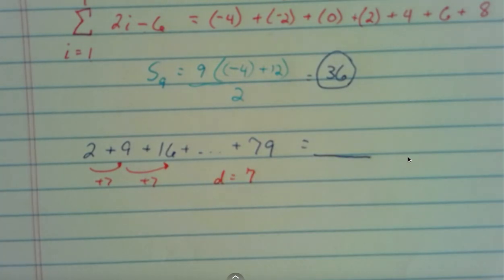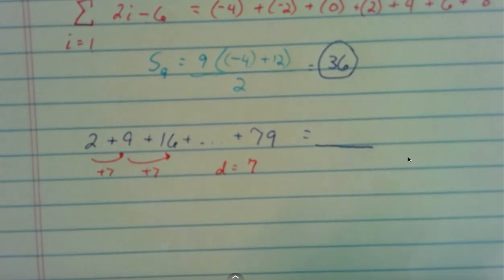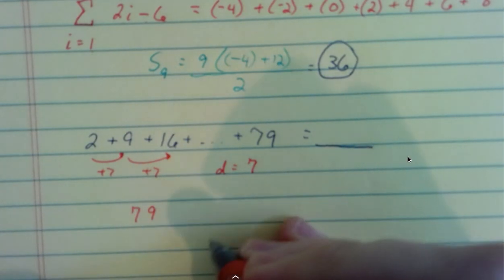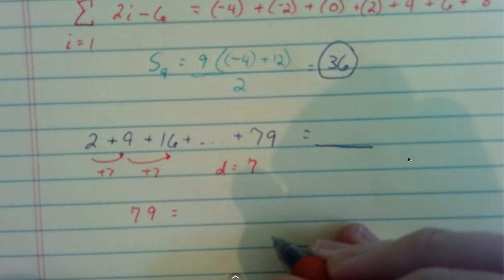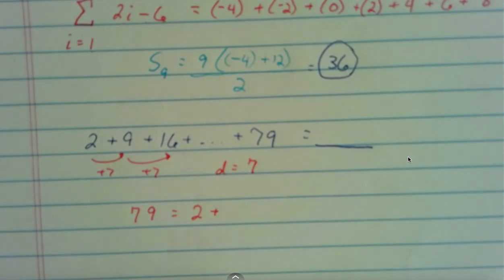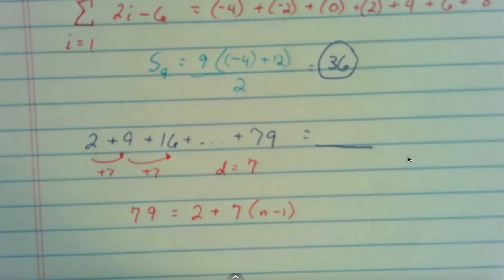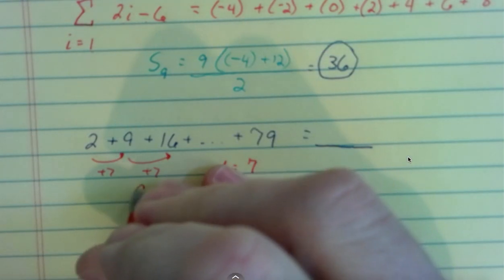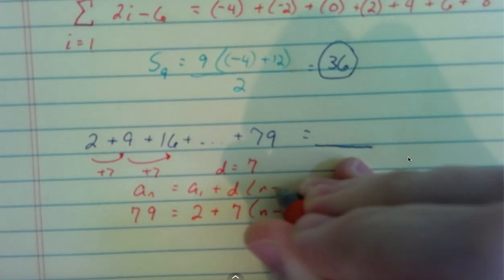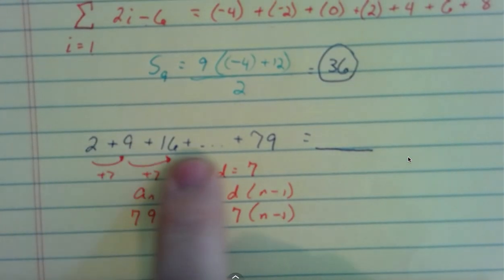Now that I know the difference, I can actually figure out which term this is in the sequence. I don't know exactly what it is, but I know that 79 is going to equal whatever my first term is, 2, plus my difference, 7, times n minus 1. And that's just my formula: a sub n equals a sub 1 plus d times n minus 1. Now what I want to do here is solve this for n. I want to figure out how many terms are being added together.